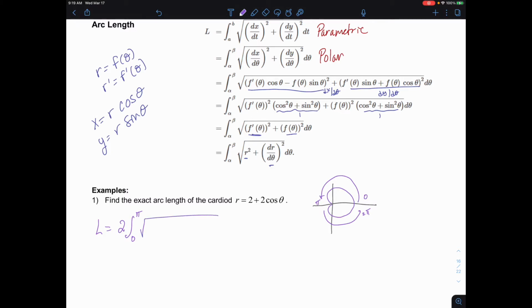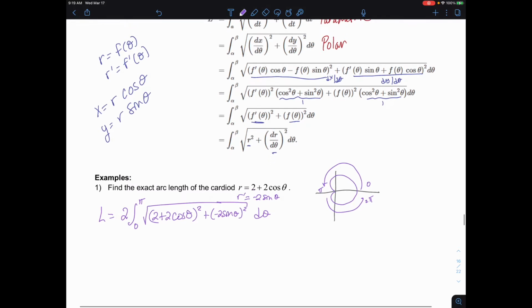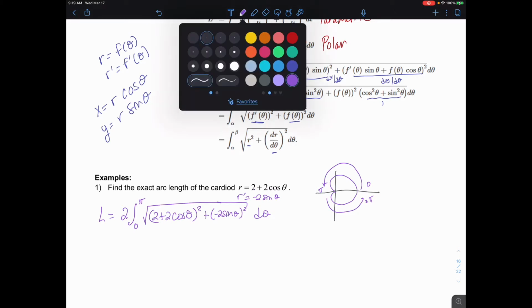Now we're going to do the square root of our r squared, so that's 2 plus 2 cosine theta squared plus, we need r primed here. The derivative of 2 is 0, and the derivative of 2 cosine theta is negative 2 sine theta. So then we're going to have negative 2 sine theta squared d theta. So here's our formula for arc length. And now really it's just going to be a matter of manipulating these algebraically to get what we want.